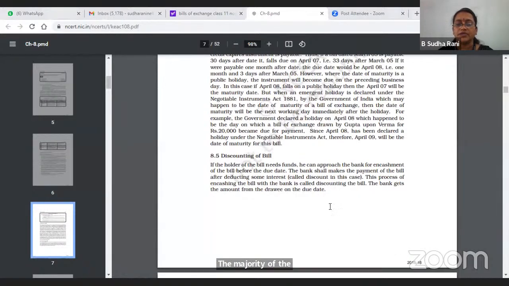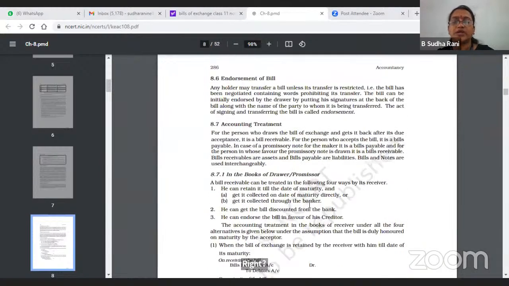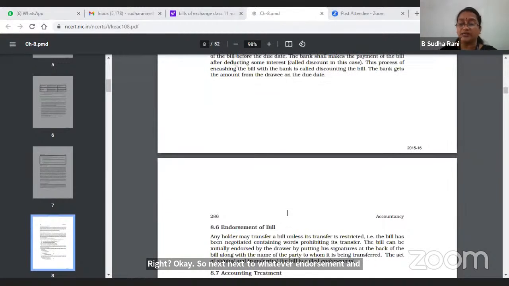Right? Okay. So next, whatever endorsement and renewal. Generally, the next point is on the maturity date. Say, for example, X and Y, as per our previous topic. Harish is a seller, and Afsa is a buyer, right? So a 3 month period is there.